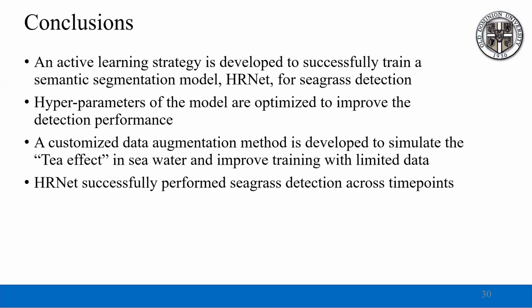In conclusion, we developed an active learning strategy to successfully train a semantic segmentation model, HRNet, for seagrass detection. The hyperparameters of the model were optimized to improve the detection performance. A customized data augmentation method was developed to simulate the T effect in seawater and improve training with limited data. And finally, HRNet successfully performed seagrass detection across time points.